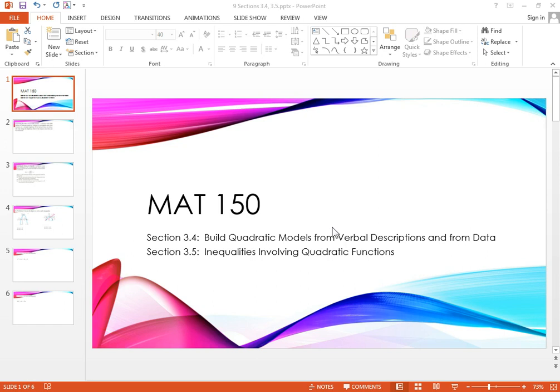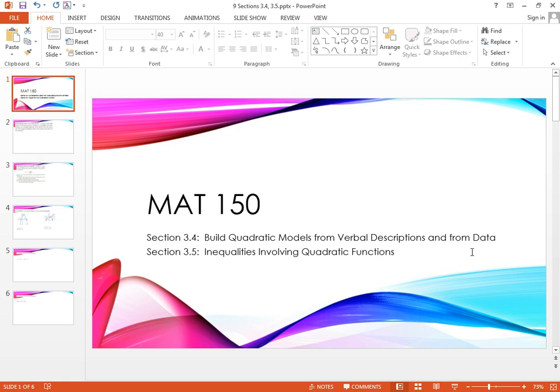Let's take a look at the last two sections in Chapter 3. Section 3.4 is building quadratic models from verbal descriptions and from data. The "and from data" part is the quadratic regression that's normally done with a calculator, very similar to the 3.2 section on linear regression that we skipped. Like I said, the regression stuff can be done so easily with technology. We're going to concentrate on the other parts that we do by hand.